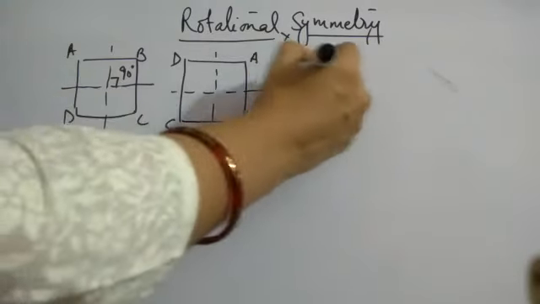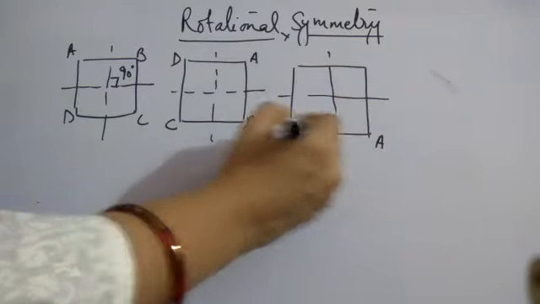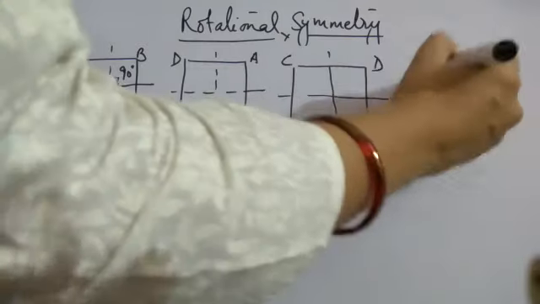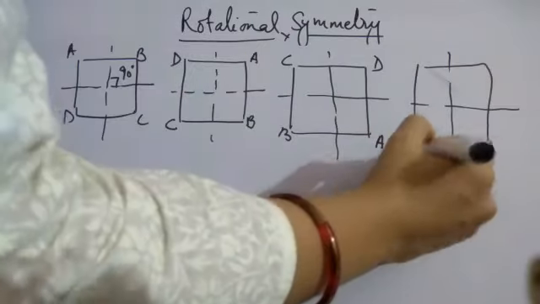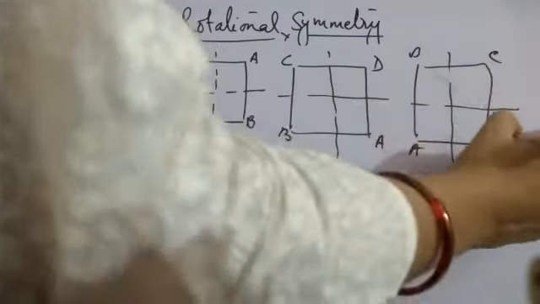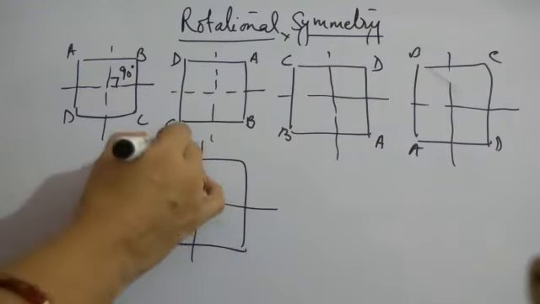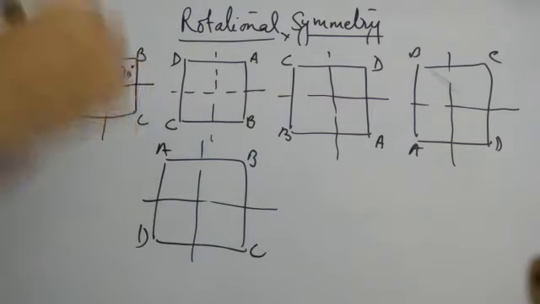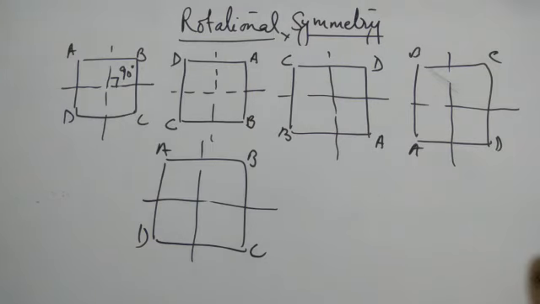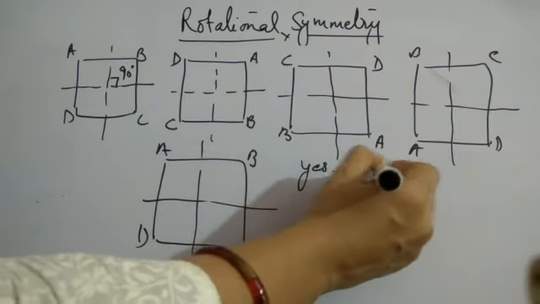Now again, if you rotate by 90 degree, A will come here, B here, C here and D here. Again, if you rotate by 90 degree, A here, B here, C here and D here. Again you rotate by 90 degree, it comes back to the original position A, B, C and D. So the square has rotational symmetry because it takes the same position again and again when rotated through an angle of 90 degree. So it has rotational symmetry.